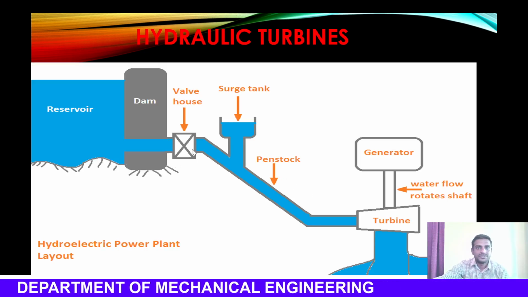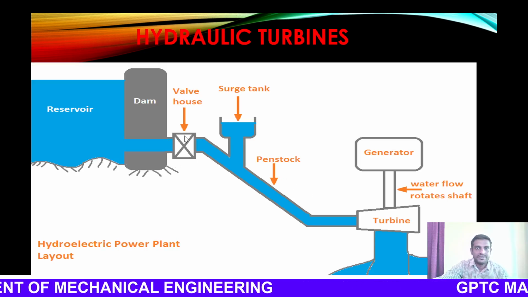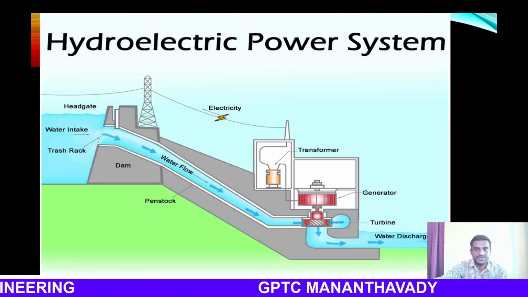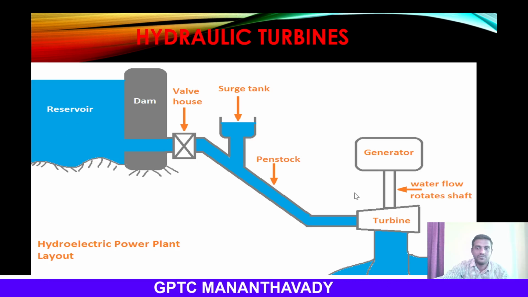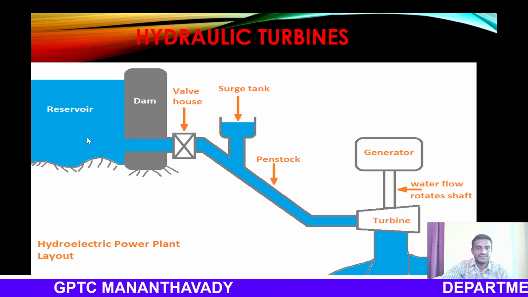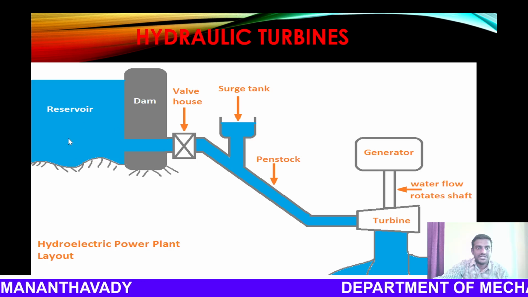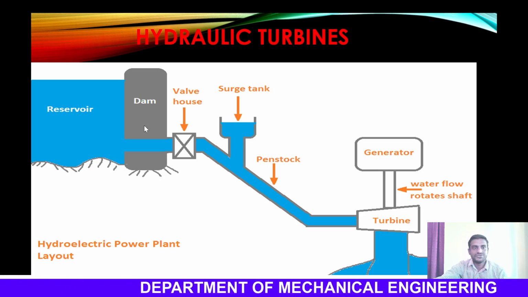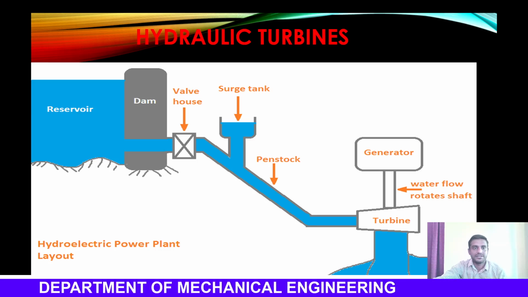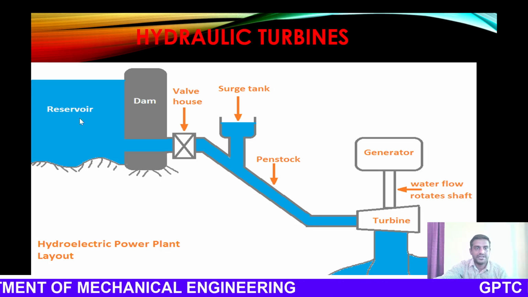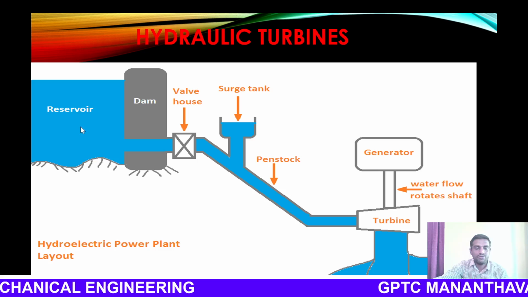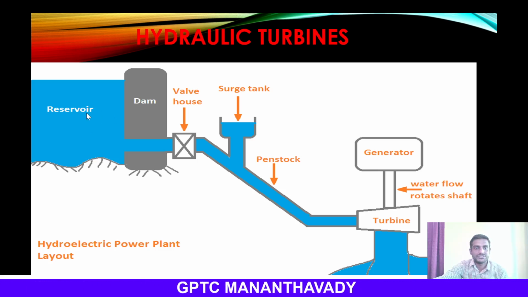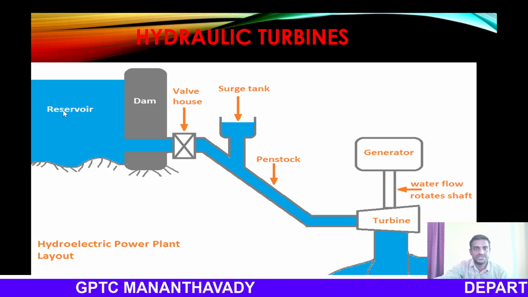Here I am showing the schematic representation of a hydroelectric power generation system. Here you can see a dam. What is the purpose of the dam? It is used to store water, and here it is a reservoir of water. The water is stored and kept at a certain height, so it possesses energy, that is the potential energy.